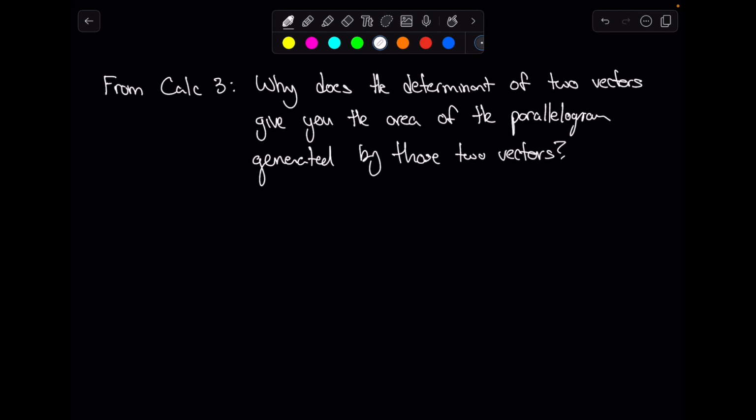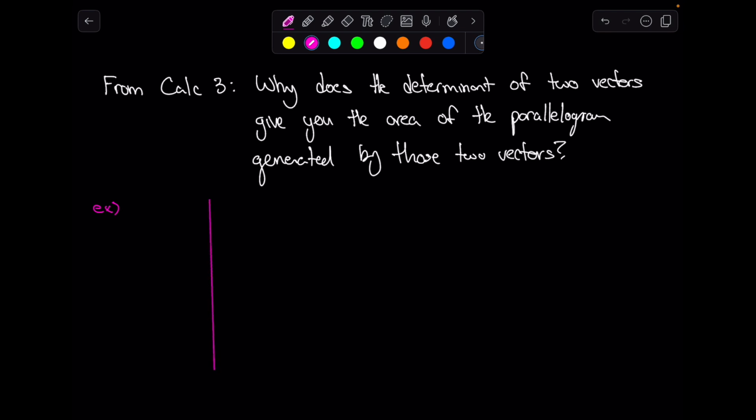This is a big thing that we use all the time in Calc 4 for sure, but we learn about it a bit in Calculus 3. So the question is, why does this happen? The best way for me to do this is to do an example.